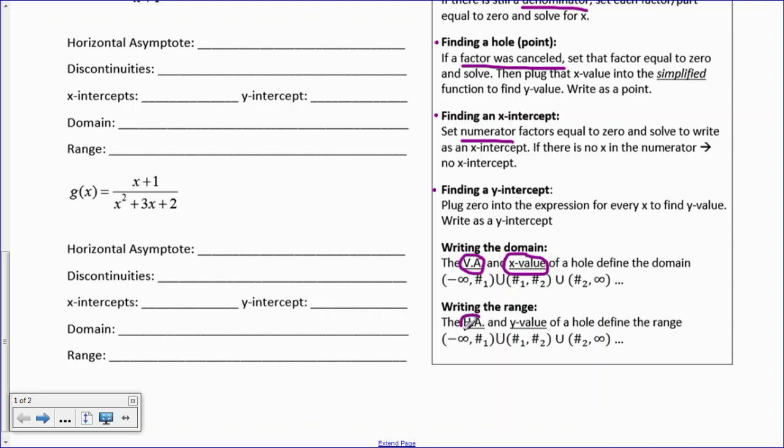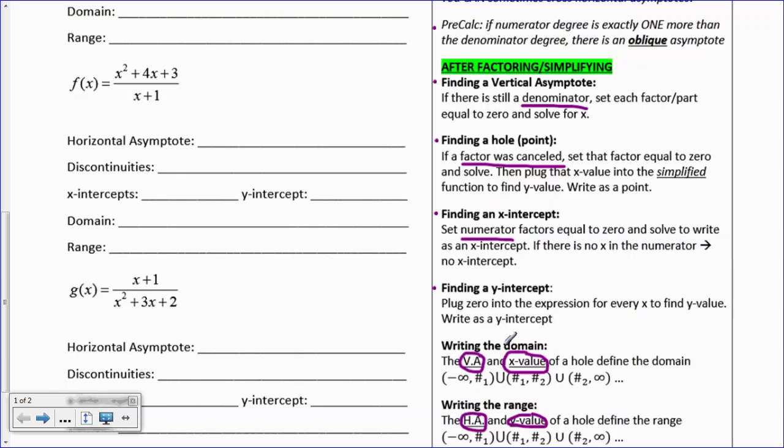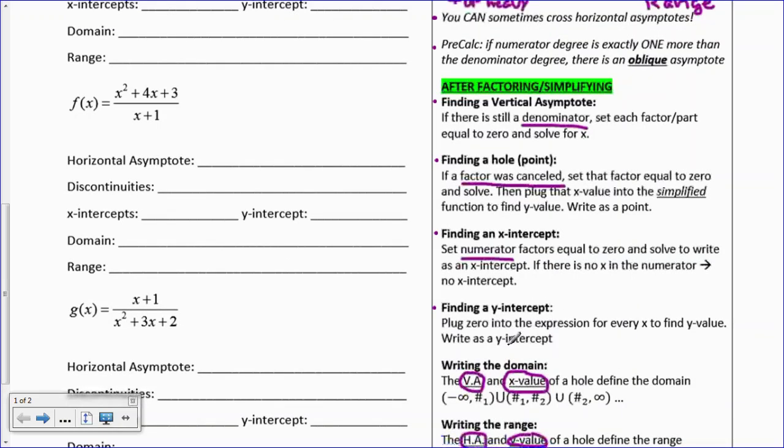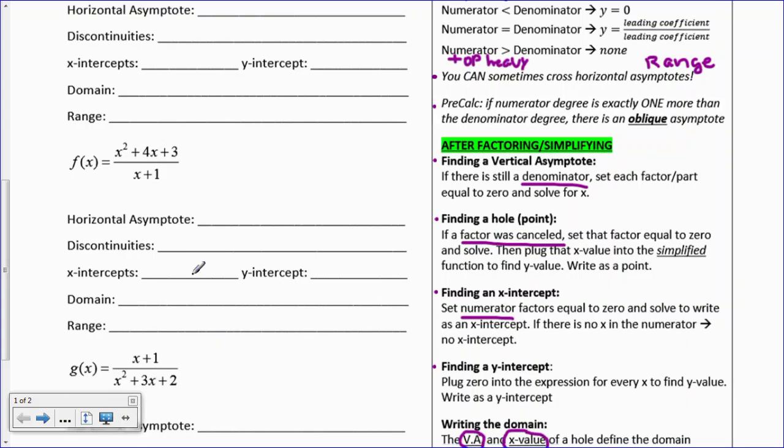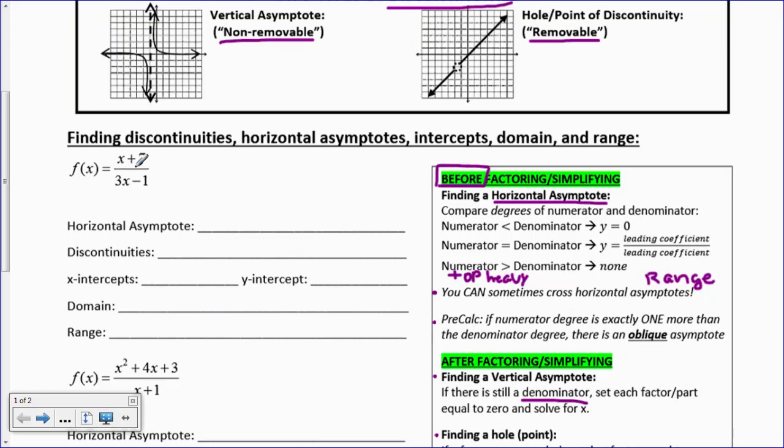Similarly, the range is going to be affected by the horizontal asymptote and the y value of a hole if you have one. Right, so again, there could be multiple jumps in the domain and range because not only are you worrying about the asymptotes, you're also worrying about the hole if you have one. Okay, so a lot of information, right? So we're just going to go step by step in each of these questions, and we're just going to practice over and over again for different examples so we can see how to approach each of these different questions. All right, so we're going to start with this one.